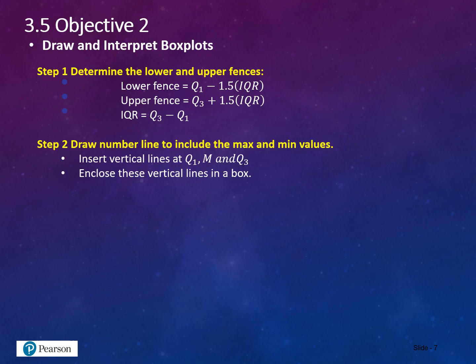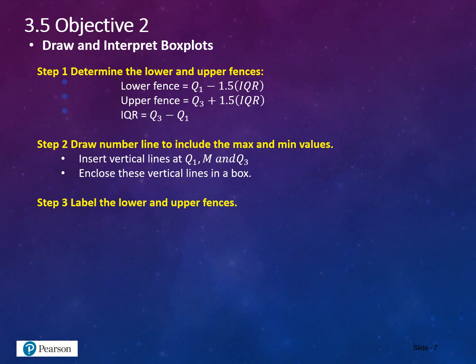Once we have this, we draw a number line that's got to be big enough to include the max and the minimum values in the data set. And we set vertical lines on that number line at quartile 1, the median M, and quartile 3. And then we enclose those vertical lines in a box. Don't worry, we're going to do an example so you'll see exactly how this works.